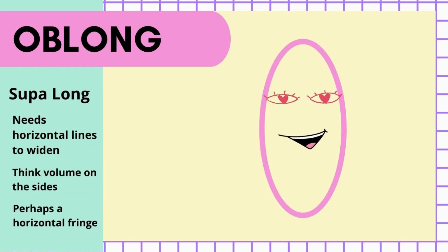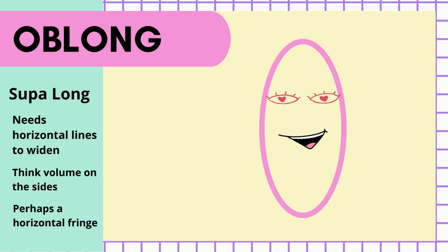Let's get into oblong. Now, this is like a super long face, okay? So it's like an oval, but it's totally stretched out, all right? So we've got long lines. We've got vertical lines in this oblong face. So we need horizontal lines to balance it back out. How do we get there?